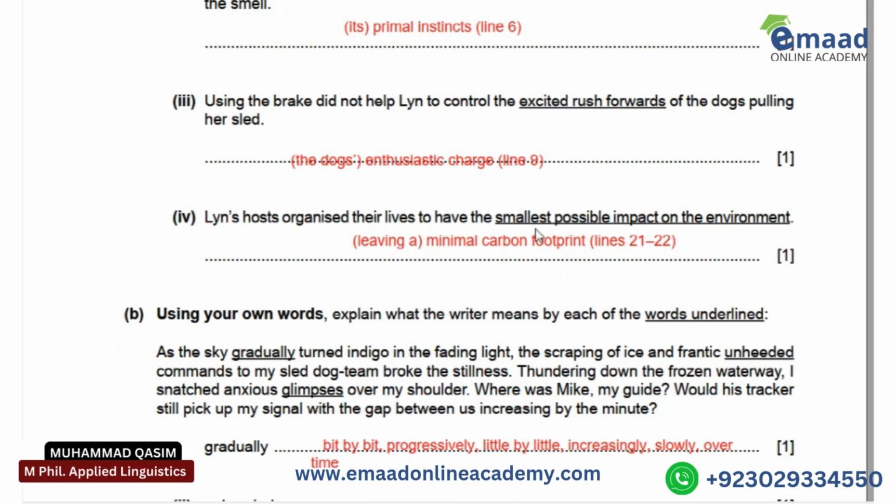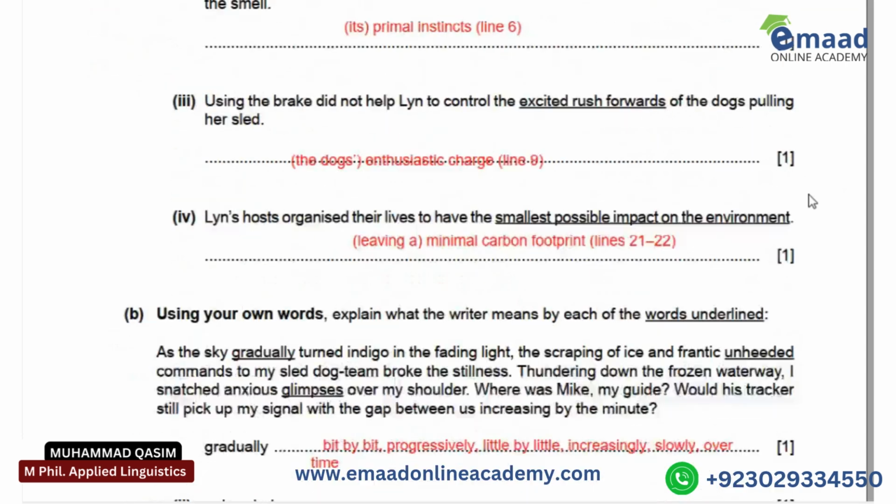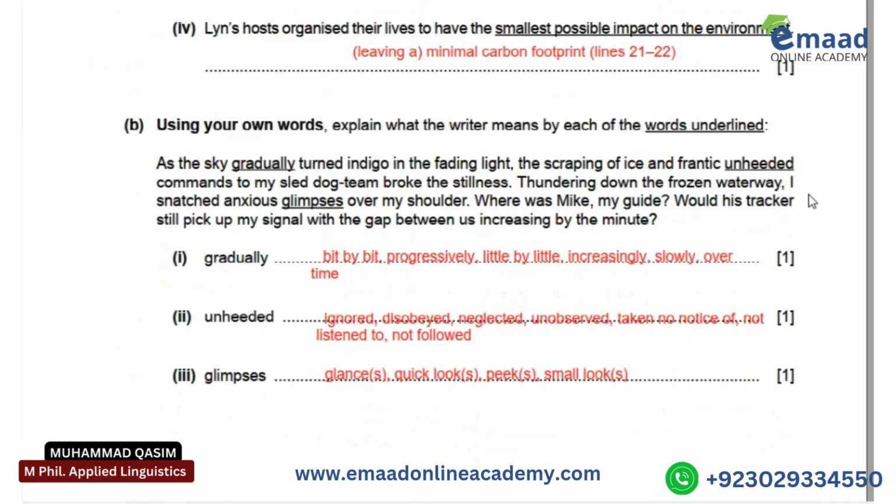Then after these 4 marks, the next three 1-mark questions are of a different nature. They are "using your own words" type questions. Using your own words, explain what the writer means by each of the words underlined. Now the words underlined are from one single paragraph.